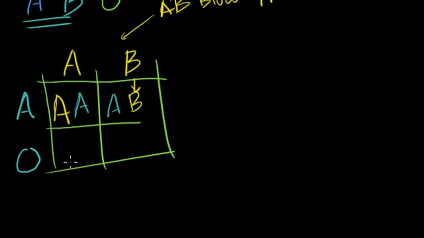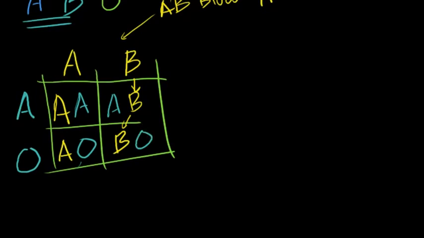You could get the A from your mom and the O from your dad, in which case you have an A blood type, because this dominates that. Or you could get the B from your mom, that's this one, or the O from your dad. And this is a B blood type.